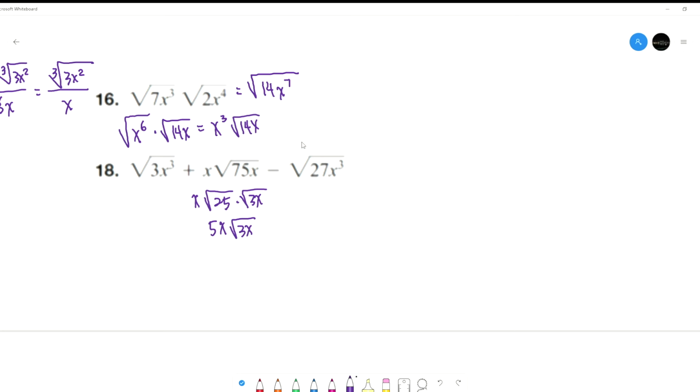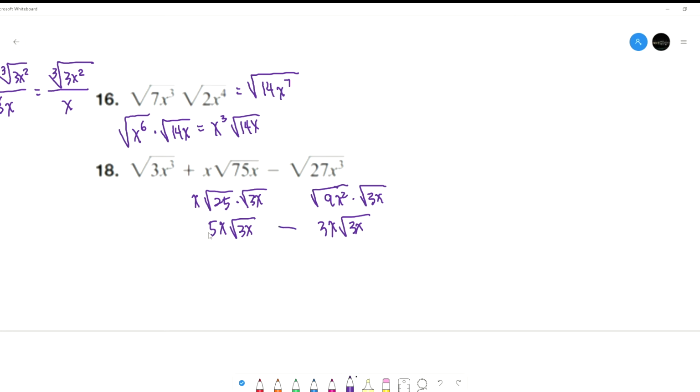Next term, I see square root of 27x cubed, right? So that's 9 times 3, right? Radical 9x squared times radical 3x. So this is 3x radical 3x, right?